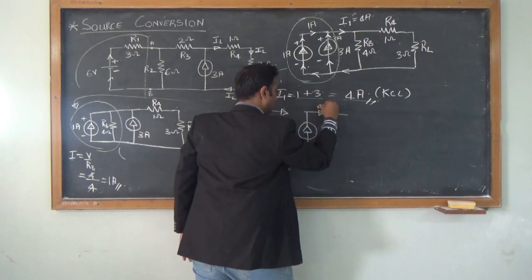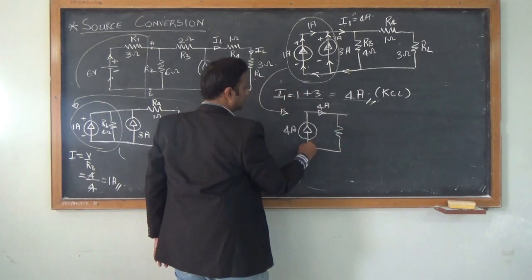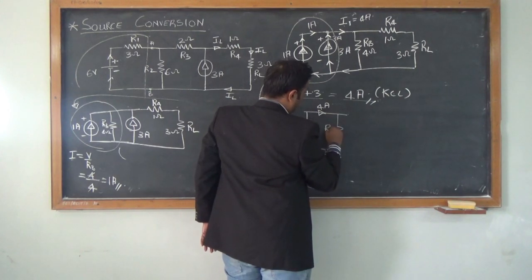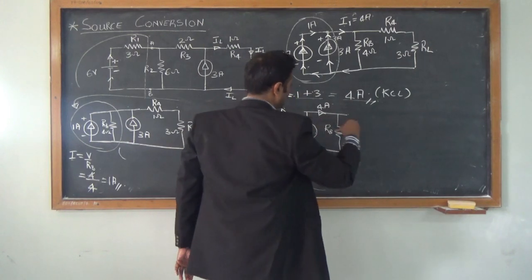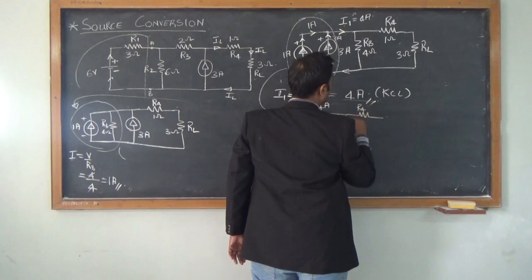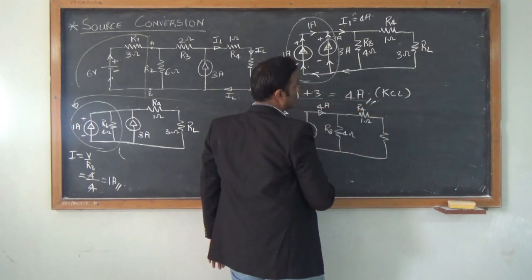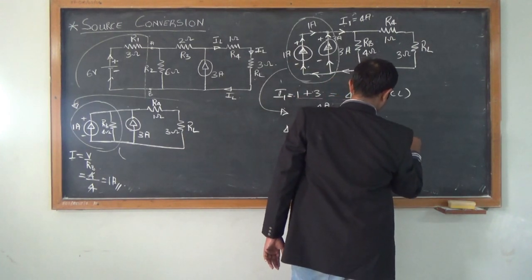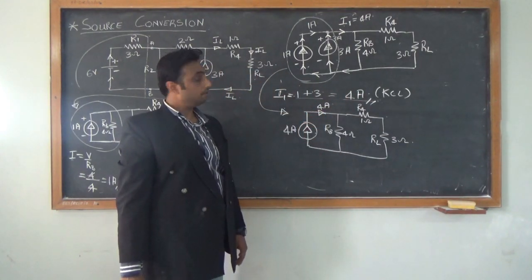So this is my 4 amps of current, and everything else remains the same. So I have my RB, which is equal to 4 ohms. I have my R4, which is equal to 1 ohm. And I have my RL, which is equal to 3 ohms. So now I have 4 amps of current.